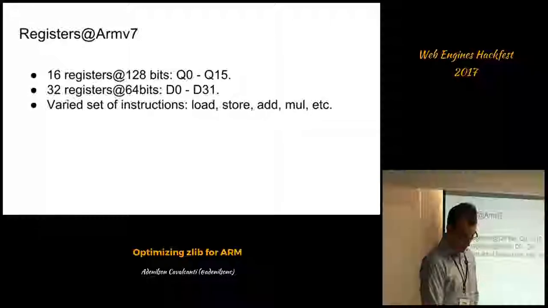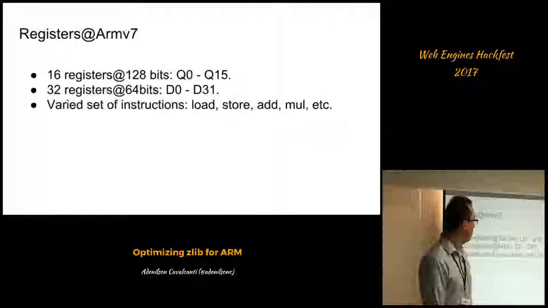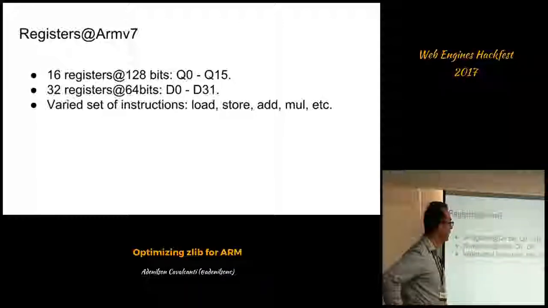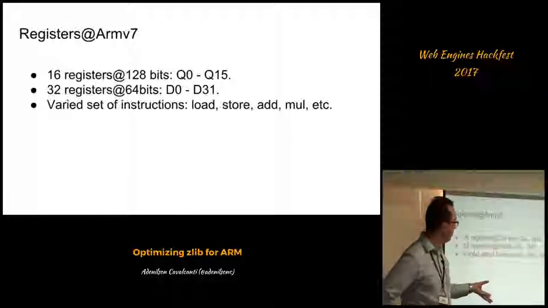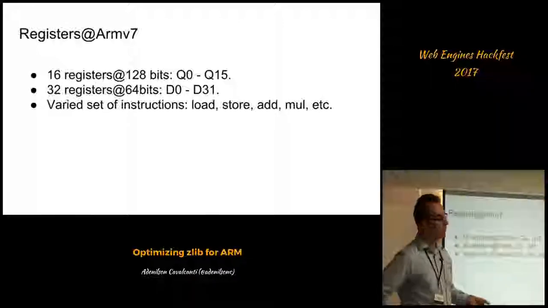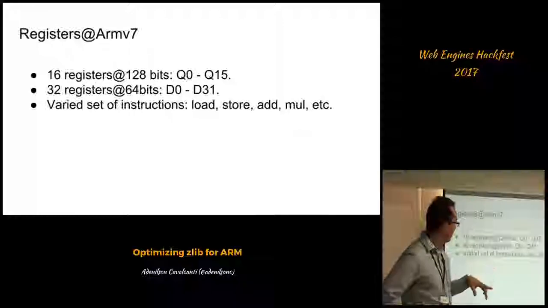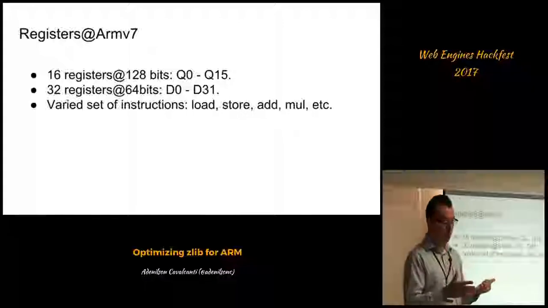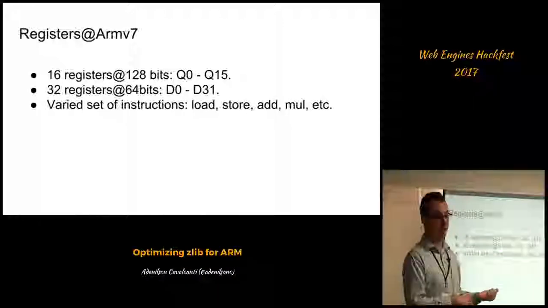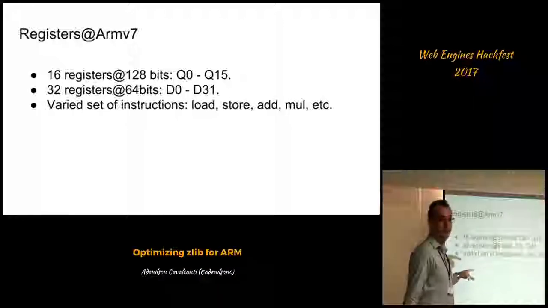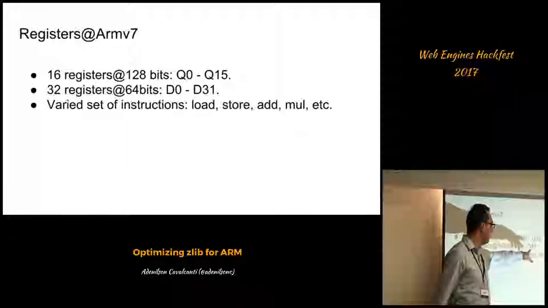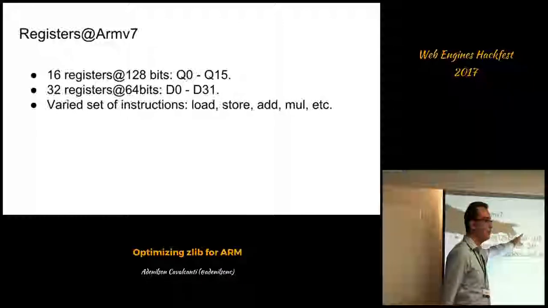Right, so on ARMv7 you have about 60 registers. There are 128-bit ones, which go from Q0 all the way to Q15. And you have 32 registers of 64 bits, but they are actually a different view on the 128-bit registers. So it's not like 16 plus 32, right? When you say we're using the registers D0 and D1, we're actually referring to the register Q0.